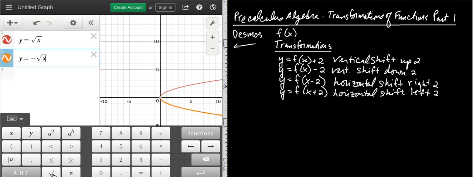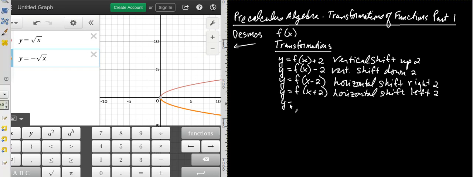Well, this graph in orange is a reflection of the original graph across the x-axis. And generally that's true. If you have y equals the negative of some function you originally had, then your new graph is a reflection of f, a reflection of your original function across the x-axis. So if you simply multiply your old function by -1, that's what's going to happen.